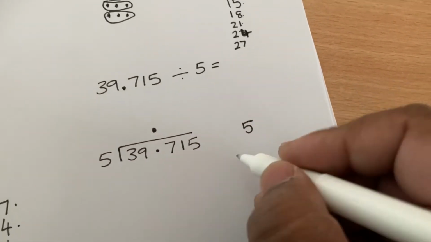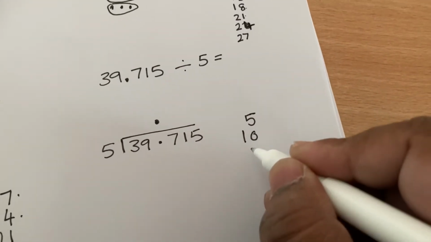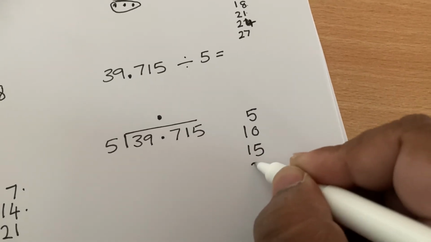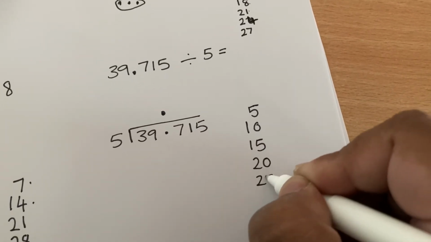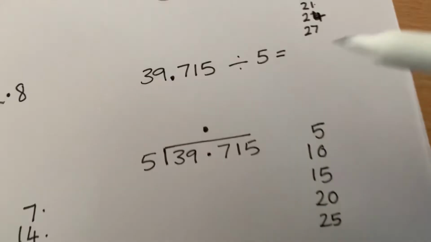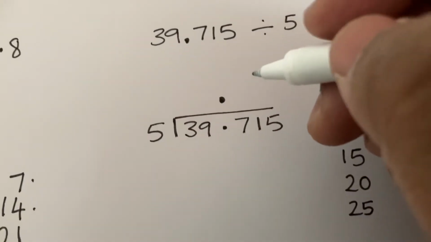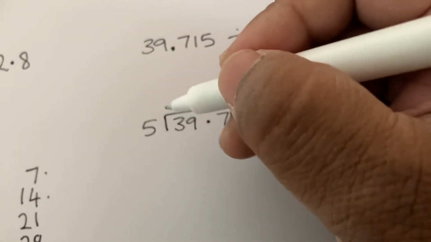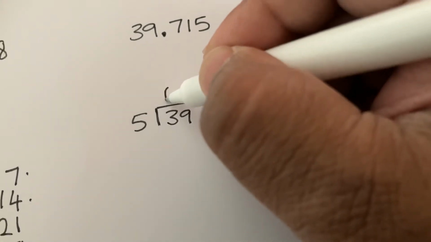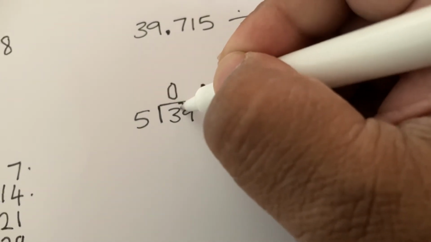Right. We can also write the 5 times tables out to make it easy for ourselves. So 5, 10, 15, 20, 25. I'm going to stop there. If I need to carry on, I will do so. Okay, how many 5s in 3? There aren't any 5s in 3. 3 is too small. So we put a 0 on top of 3 and we carry the 3 on.